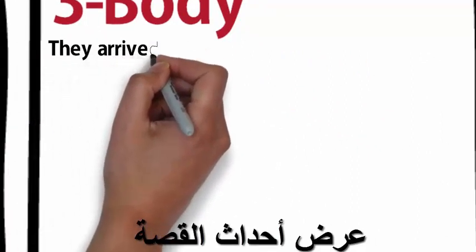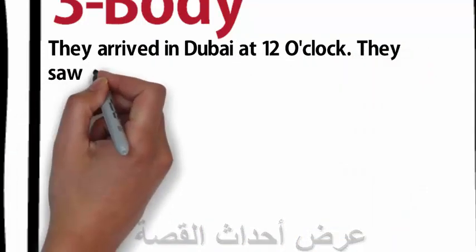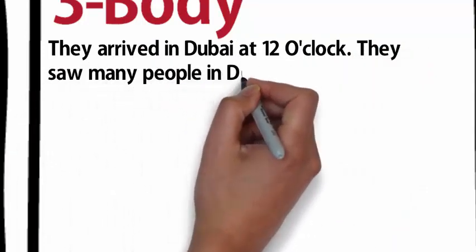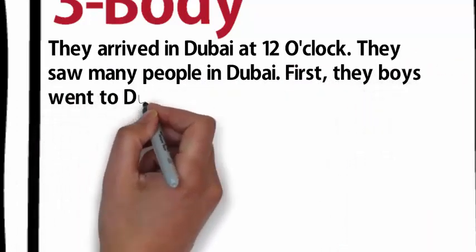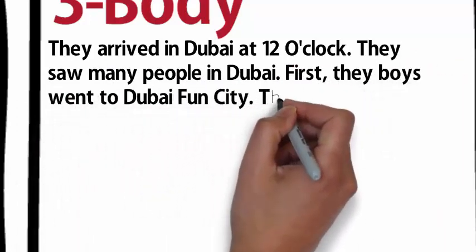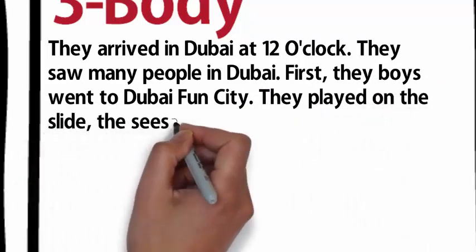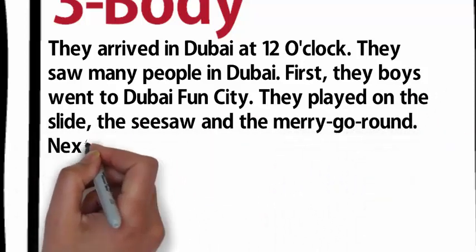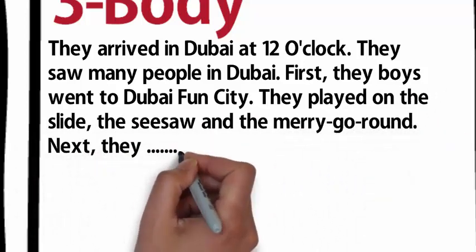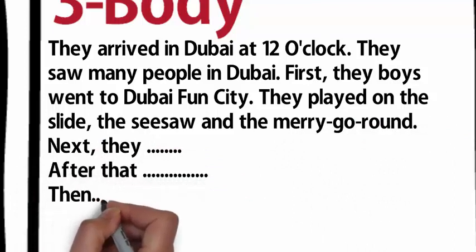Then the body. The body, which is the main part of the narrative. For example, they arrived in Dubai at 12 o'clock. They saw many people in Dubai. First, the boys went to Dubai Fun City. Then they played on the slide or on the seesaw and the merry-go-round. I know, you know these things. Next, they did so and so. After that, they did that. Then they did so and so on.